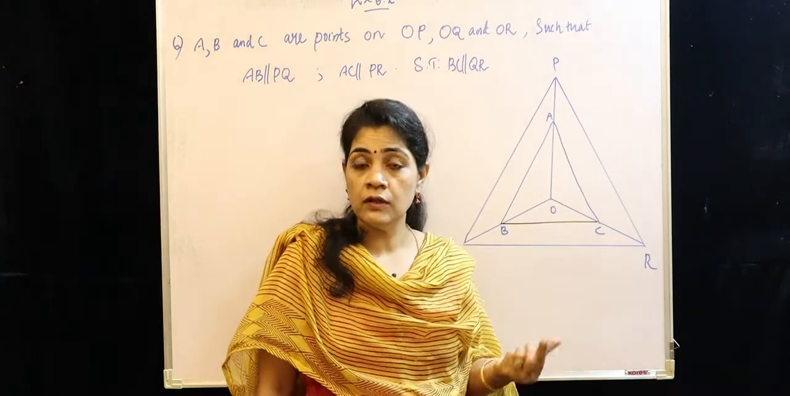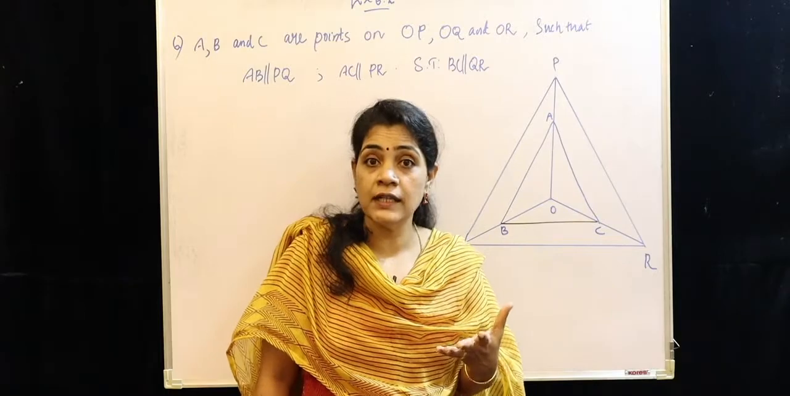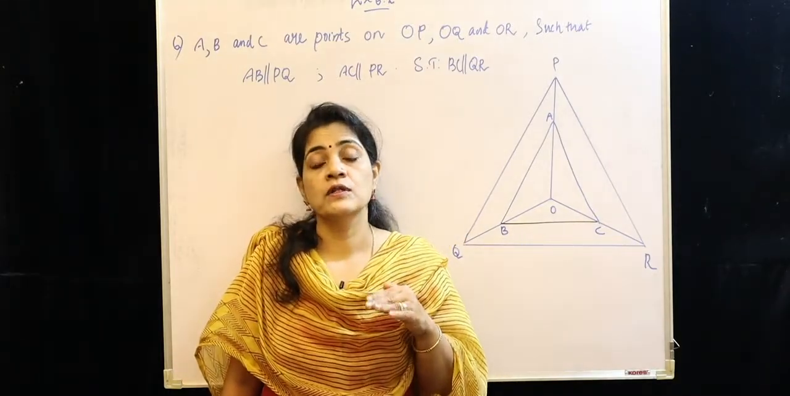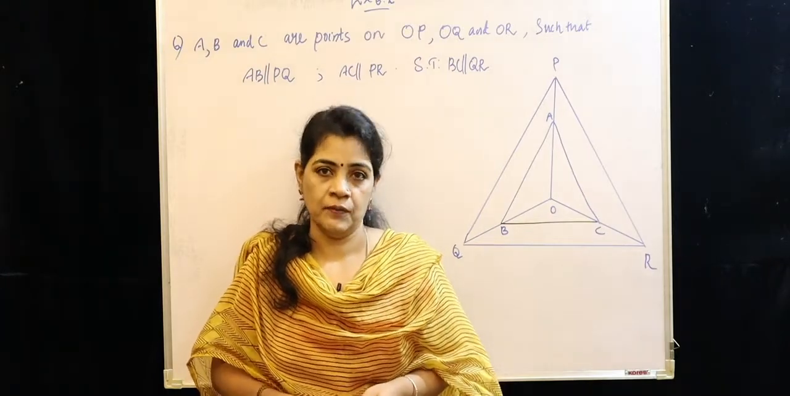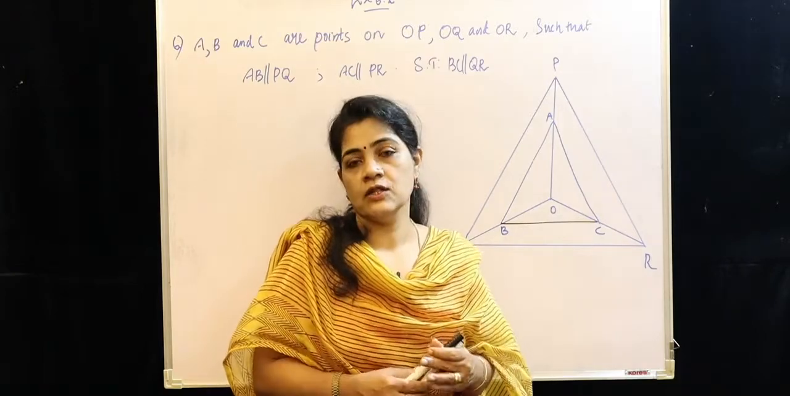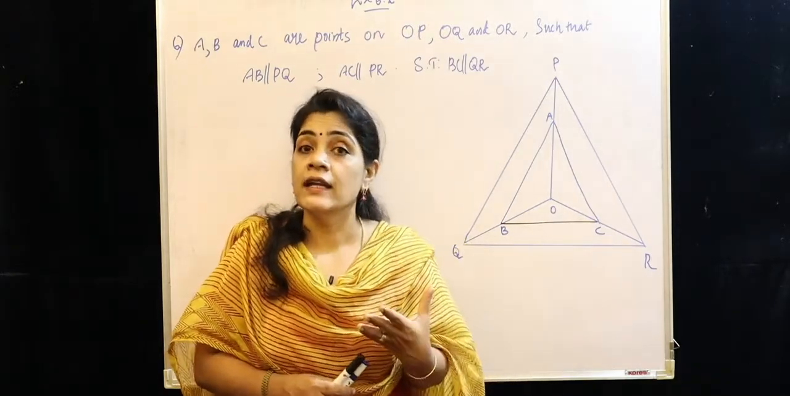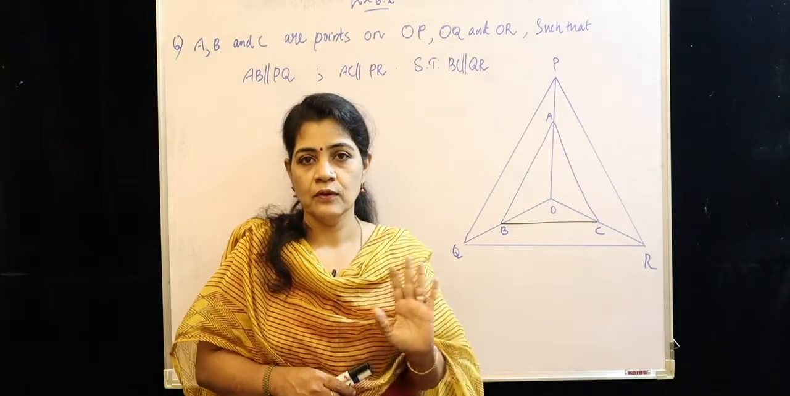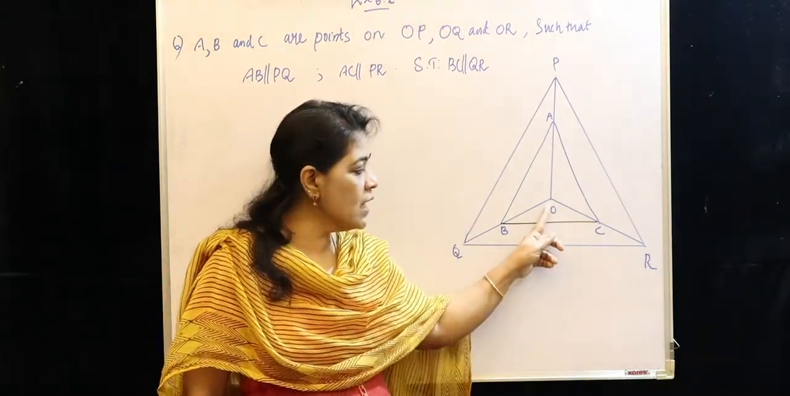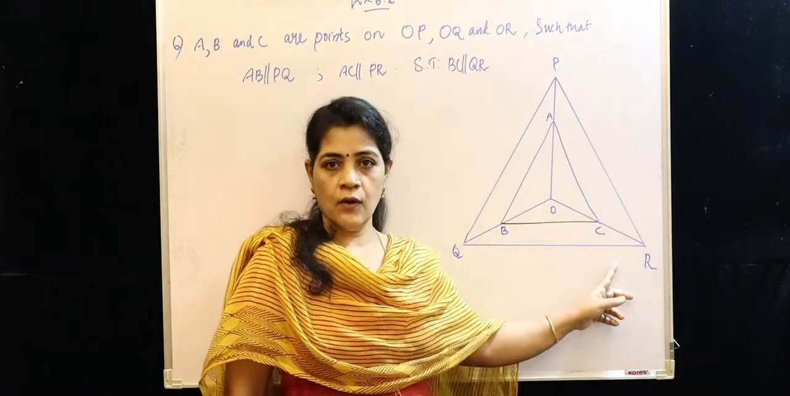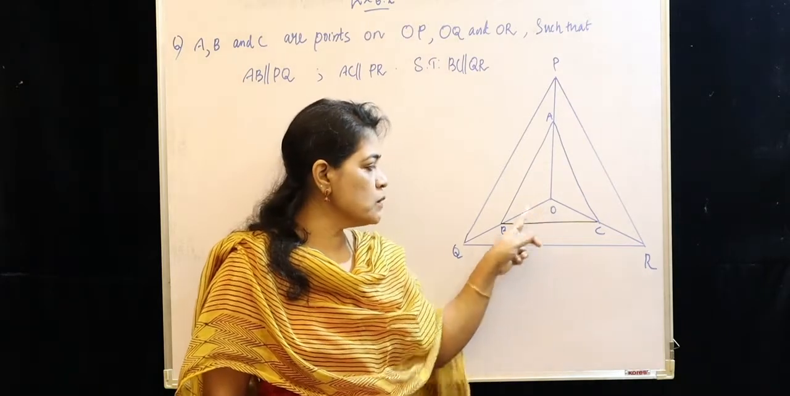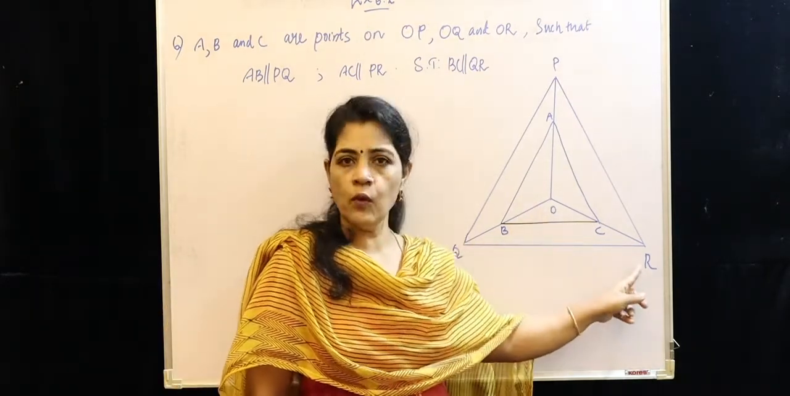We have solved so many problems of this type to show that a line is parallel to one side of a triangle. We are using the converse of the basic proportionality theorem. For that we have to show that the other two sides of the triangle must be divided in the same ratio. Idea is clear, children? What is our aim? That means we have to consider triangle OQR. We have to show that BC parallel to QR. So, the other two sides are OQ and OR.